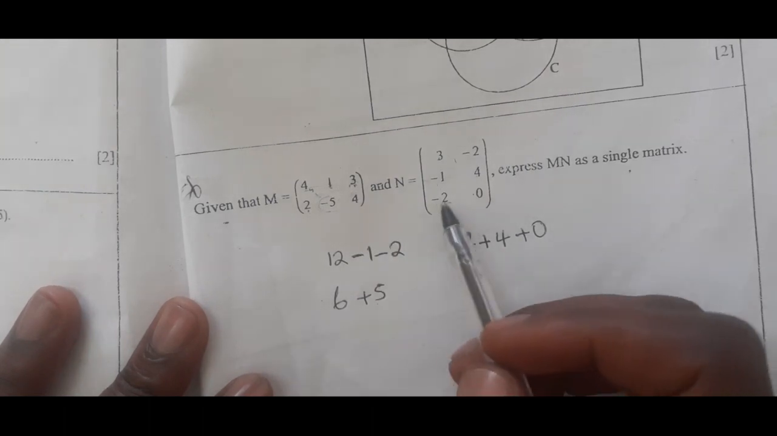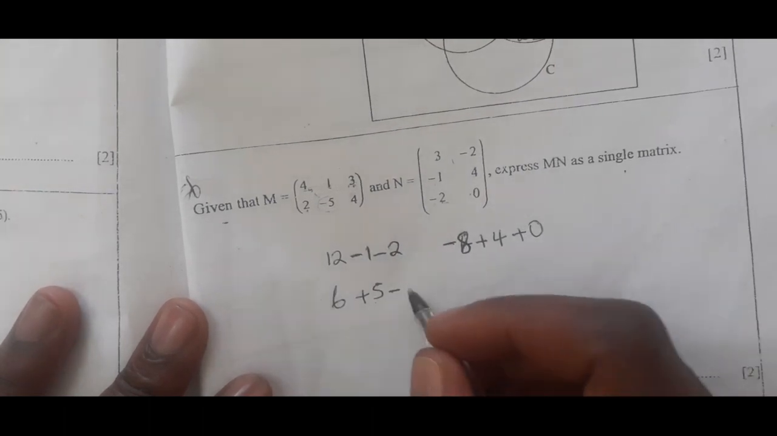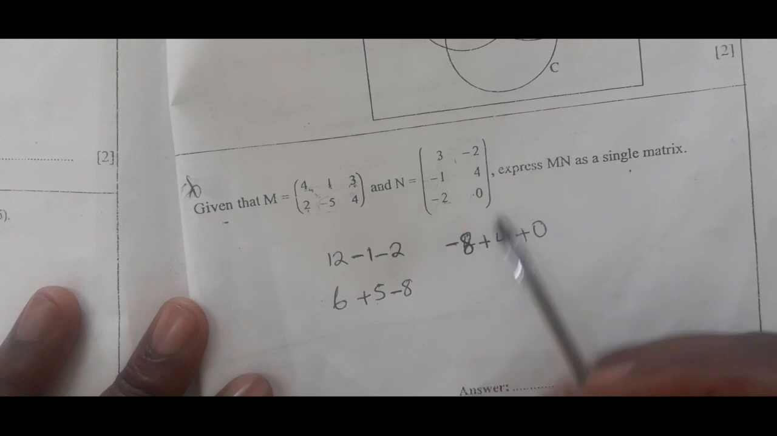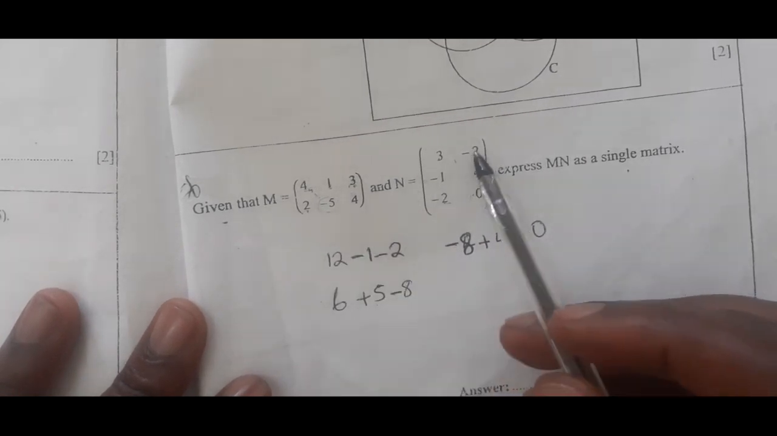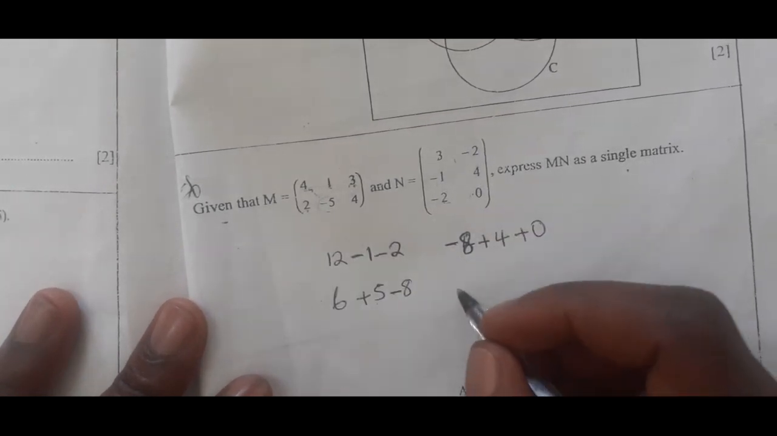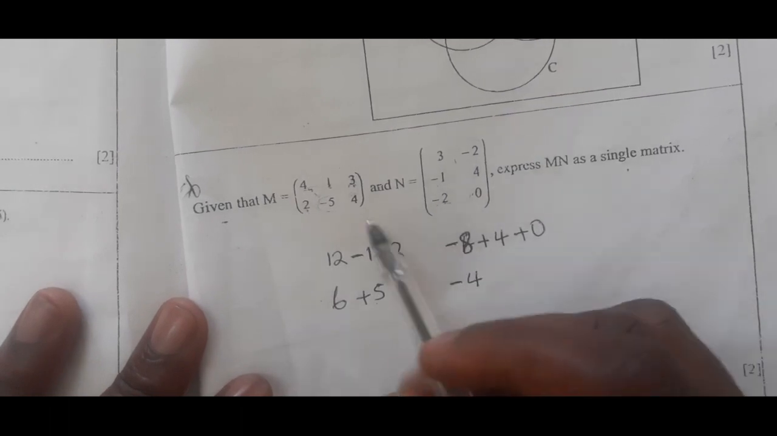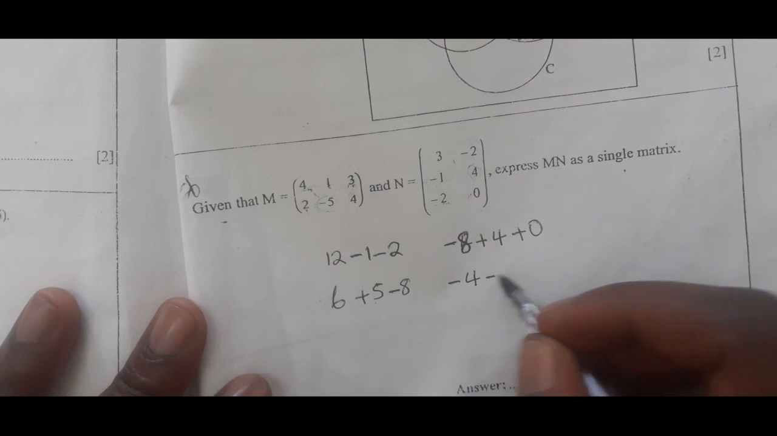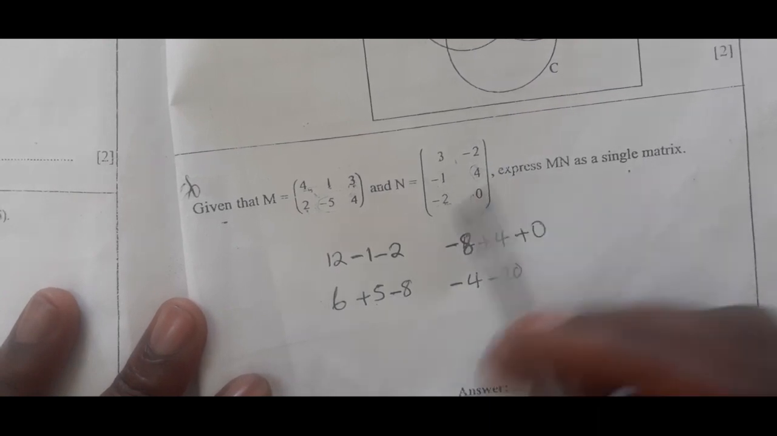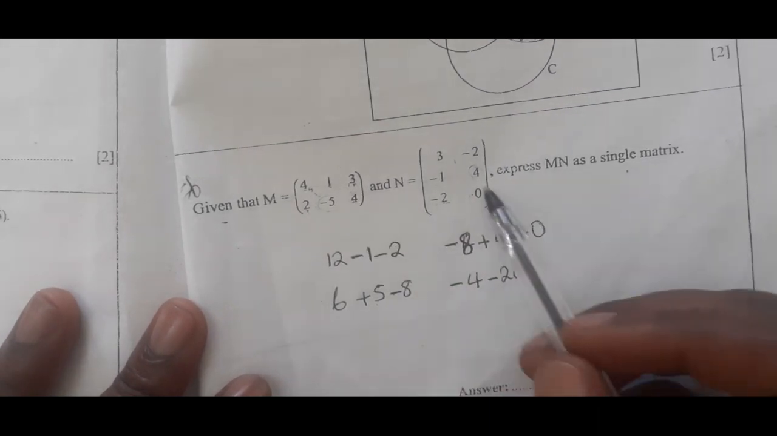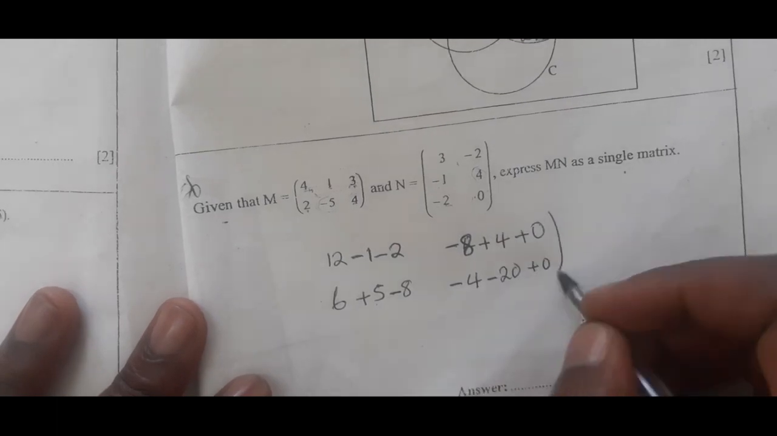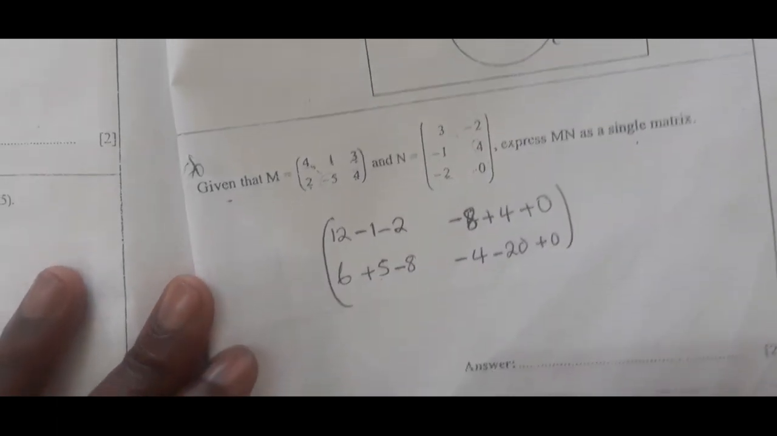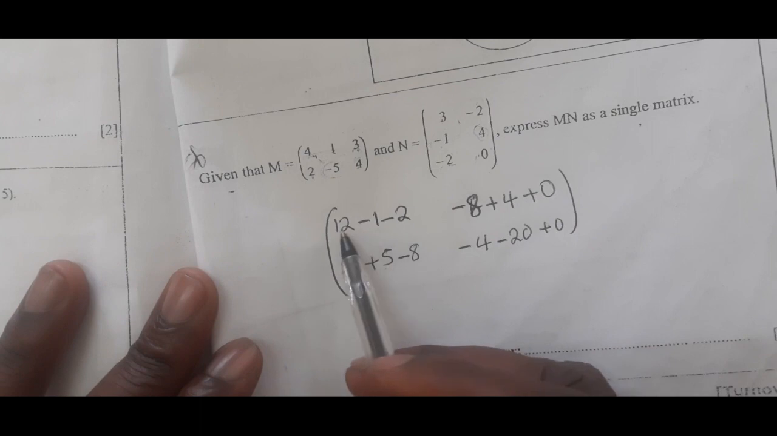4 multiplied by -2, we get -8. Second column, 2 multiplied by -2, we get -4. -5 multiplied by 4, we get -20. 4 multiplied by 0, we get 0. Are we together? So we can work out these.